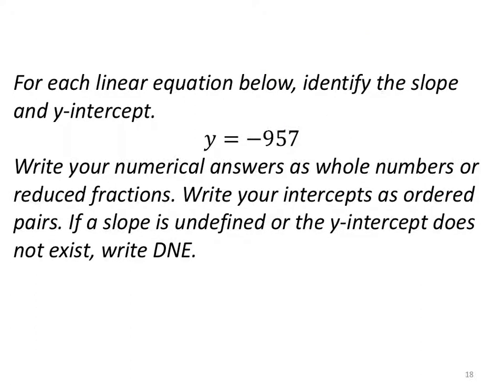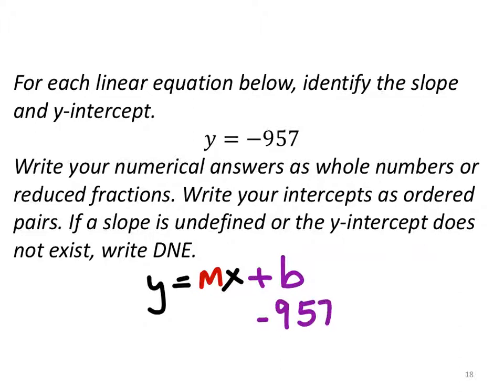All right, this one's good. This is still in slope-intercept form. Let's look at what slope-intercept form looks like. Now, we have seen this before. The y value is kind of big right here, but it doesn't show an x. So y is not really depending on x in this case, which means that the y-intercept is the same as this value we have up here, negative 957.